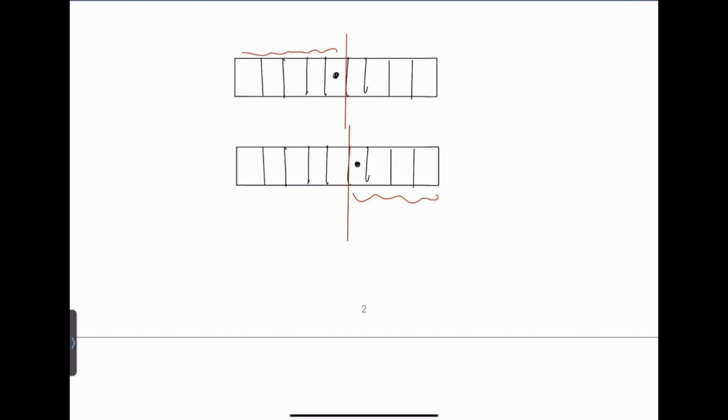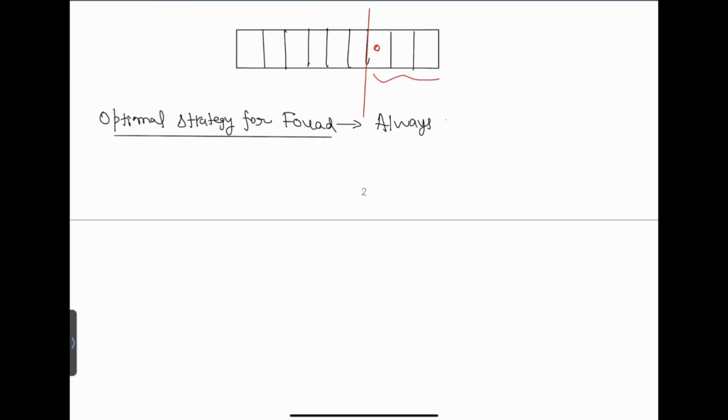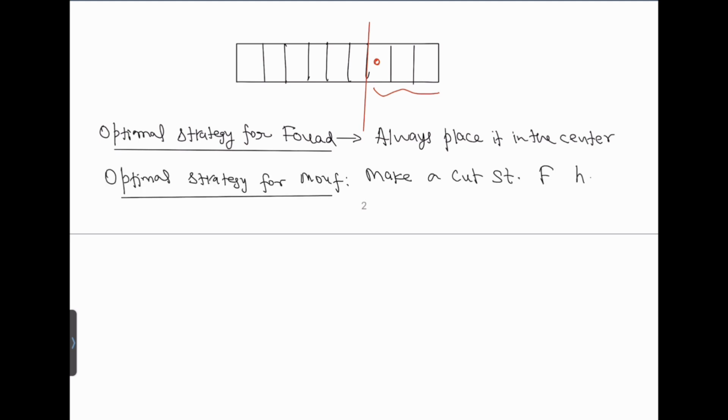But if he places somewhere away from the center, let's say he places it here, then I will make a cut over here. And now how many spaces does he have? He has only 3 spaces left. So what will the optimal strategy for F be? It will be to always place it in the center, right? And what will be the optimal strategy for M? Make a cut such that F has the least space to travel. That will be the optimal strategy.